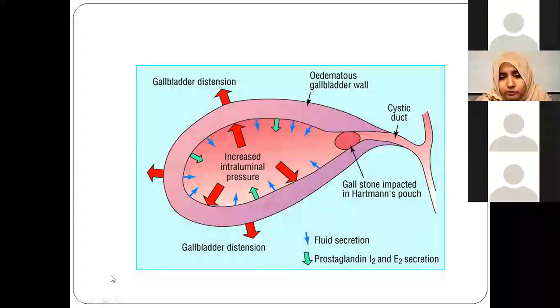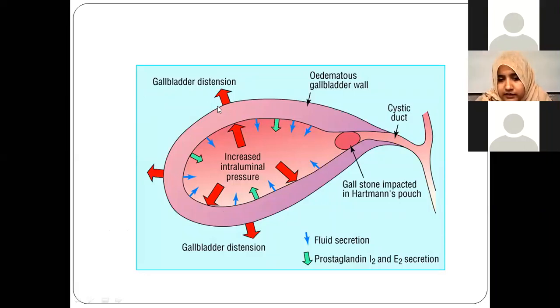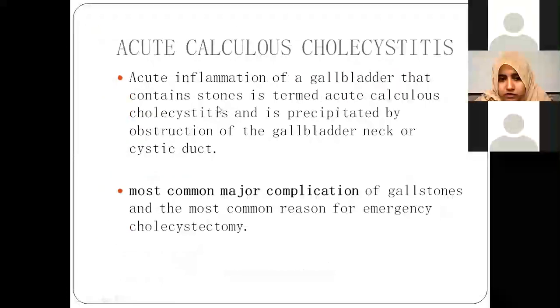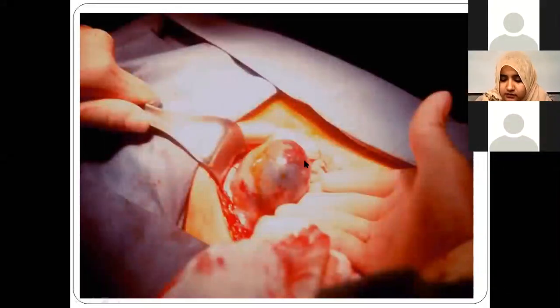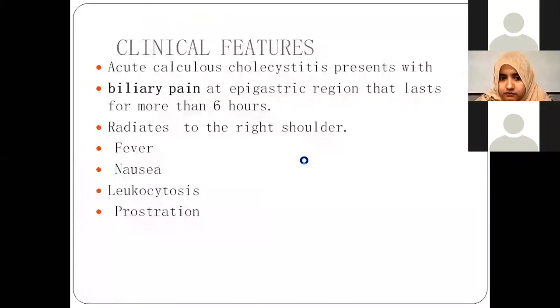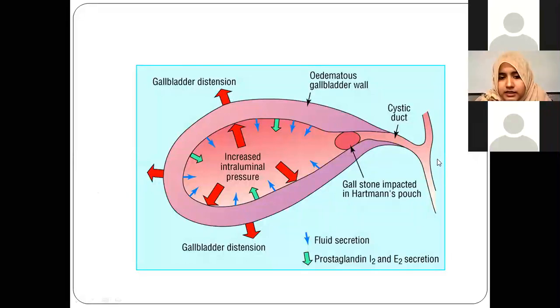So look at this picture. Now you see there, this is an edematous gallbladder wall. This is the first thing that you see in any inflammation, which is edema. So this edema causes distension of the gallbladder. If you remember this picture which I showed you earlier, this is distended. Why? Because of the edema.